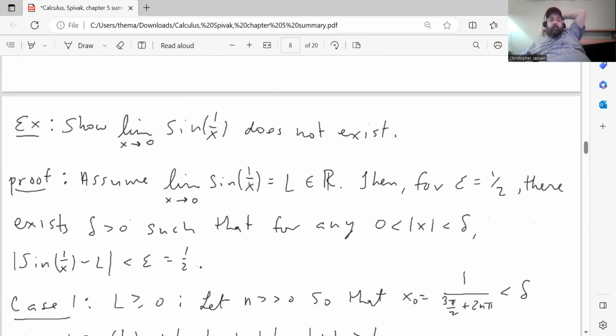So this function here does not have a limit at 0. The limit doesn't exist at 0.